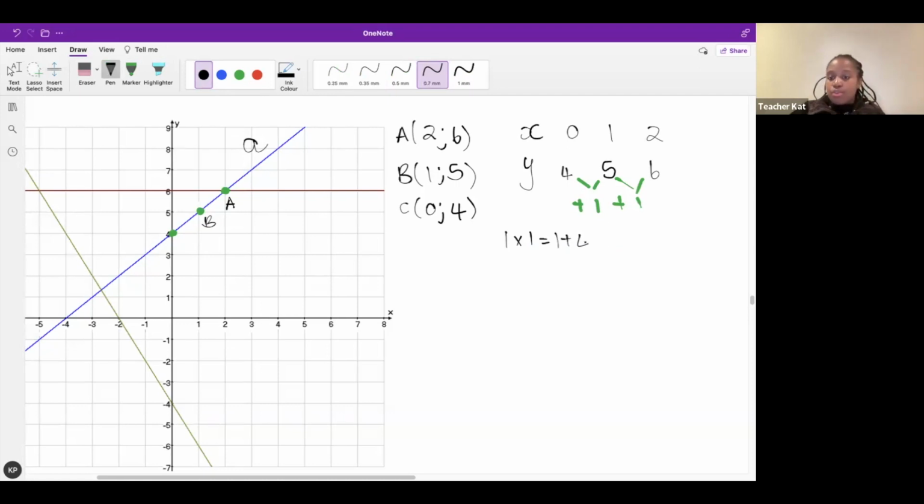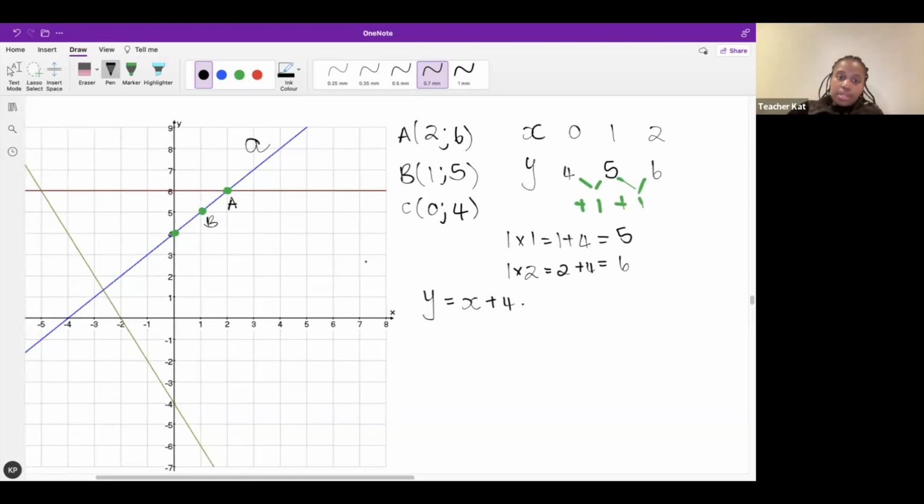I have to add 4, and that's going to give me 5, which is what I want. Then you check 1 times 2, which is 2. And if I add 4, I get 6. Is that what I want? Yes, so then my equation is y is equal to x plus 4.